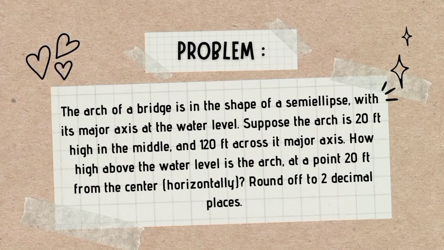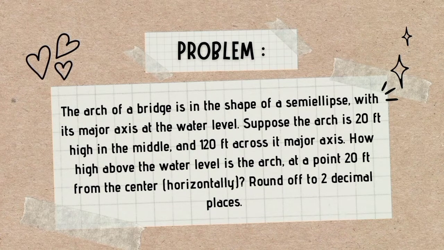The problem that we were given is: the arc of a bridge is in the shape of a semi-ellipse with its major axis at the water level. Suppose the arc is 20 feet high in the middle and 120 feet across its major axis. How high above the water level is the arc at a point 20 feet from the center horizontally? Round off to two decimal places.